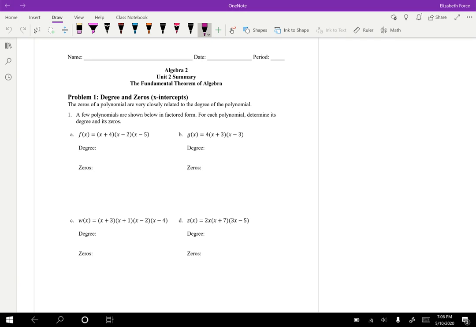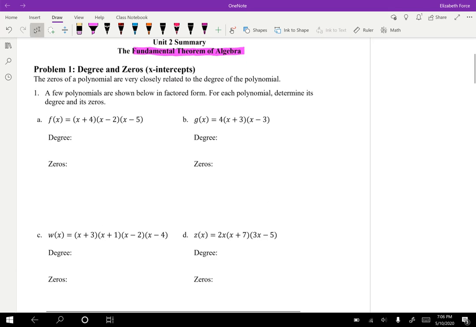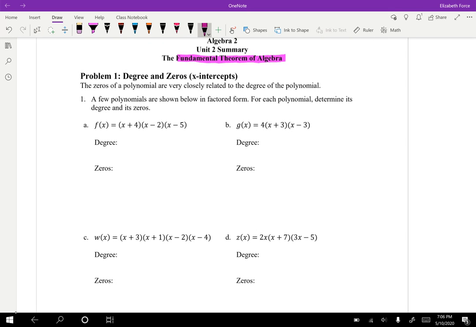In this Unit 2 summary, we're going to look at the fundamental theorem of algebra. And to do this, in problem number 1, we want to look at the degree and its relationship to the zeros, which are another word for x-intercepts. So if we take a look at number 1, a few polynomials are shown below in factored form. For each polynomial, we're going to determine its degree and its zeros.